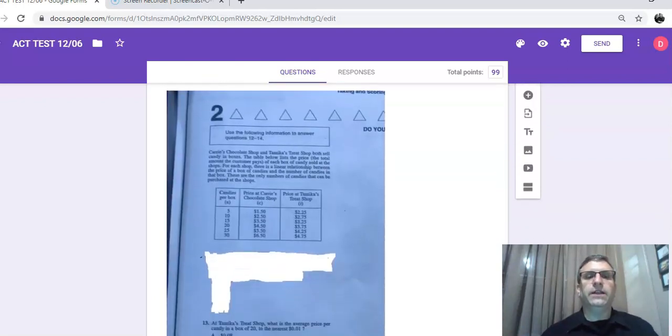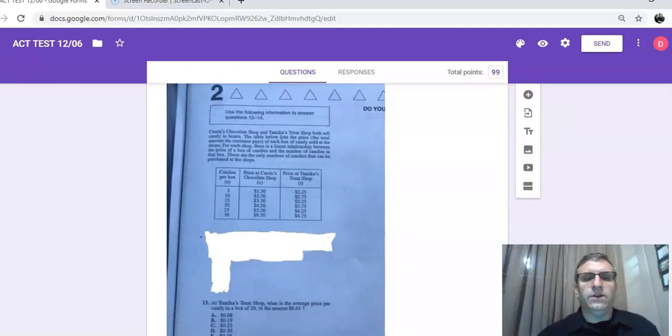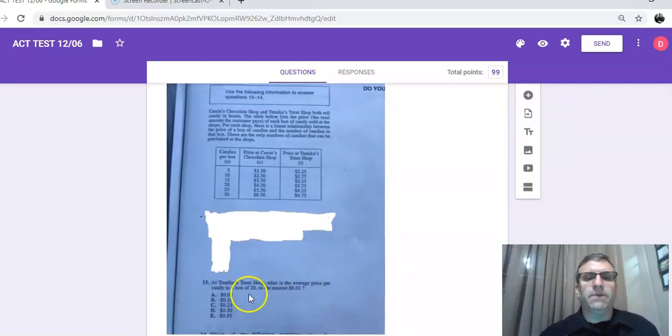And solve from there. Here's the second part of that question I was talking about earlier. Now you're just seeing the bottom part. And again, if we buy 20, how much are we paying per piece? And round it to the nearest cent.